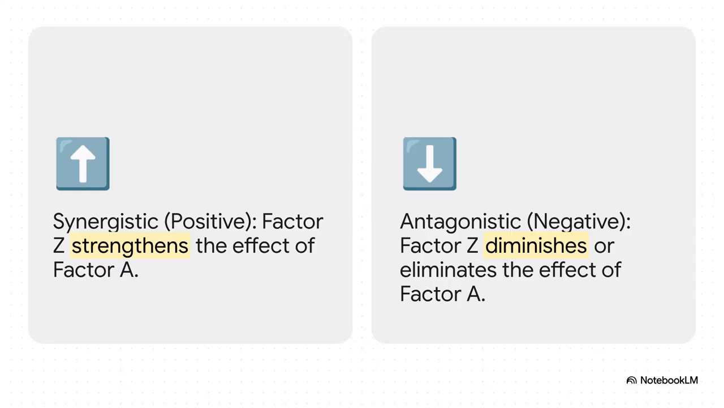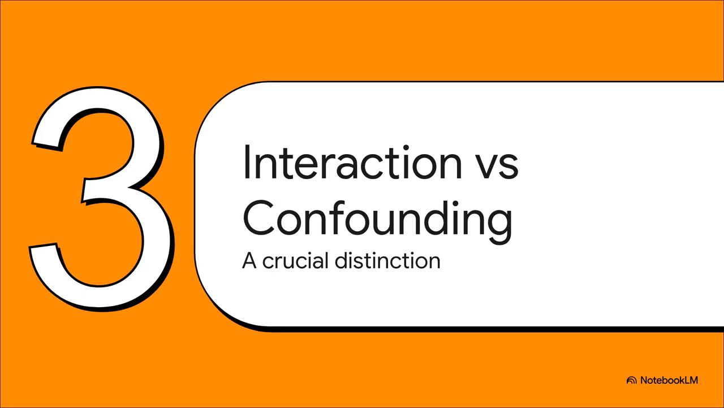And what's really fascinating is that this can go 2 totally different ways. If factor Z makes factor A's effect stronger, we call that a synergistic or positive interaction. But if factor Z actually weakens or maybe even completely cancels out factor A's effect, that's called an antagonistic or negative interaction.